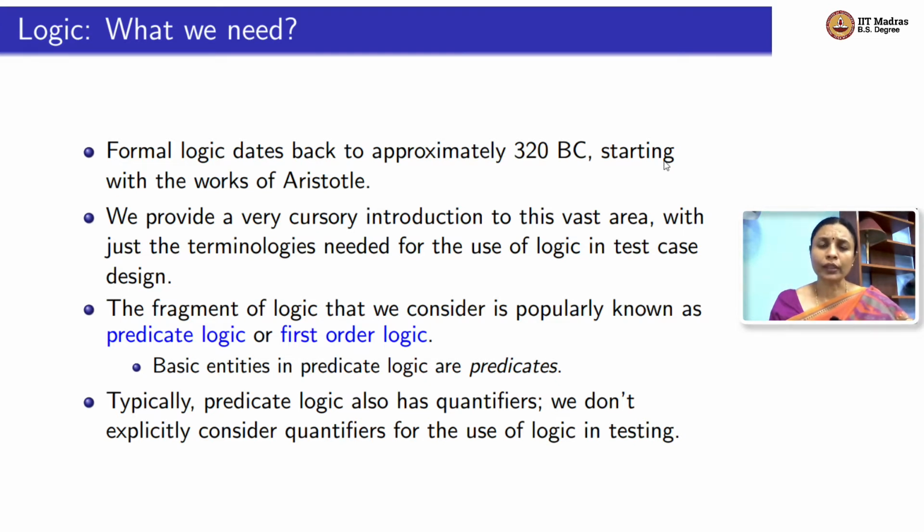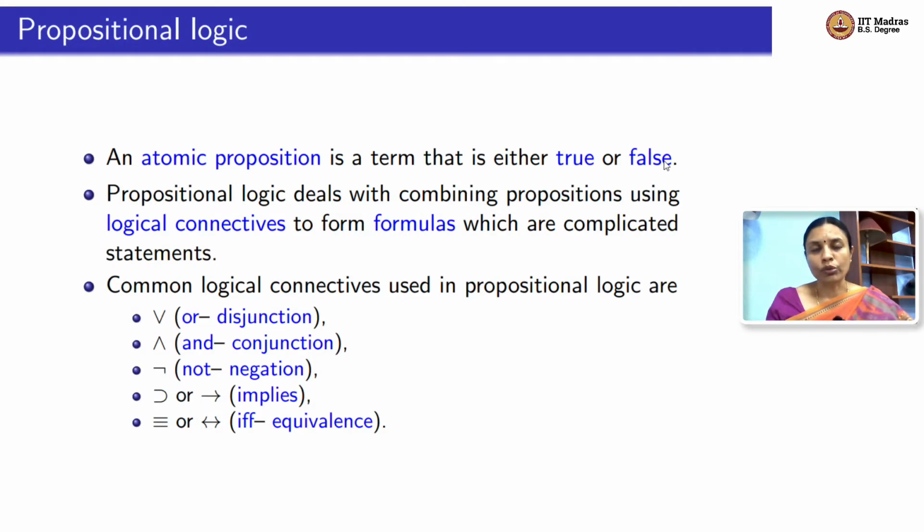The fragment of logic that we will consider in this course, for that matter, all software engineers, programmers and testers would consider, is called predicate logic or first order logic. And the basic entities there are the components that constitute your relational logical expressions, function calls and stuff like that. We call them predicates. And in general, if you refer to a book in logic, predicate logic will have formulas that have quantifiers like for all and there exists, but we work with quantifier-free logic in this course. And for that matter, throughout software testing.